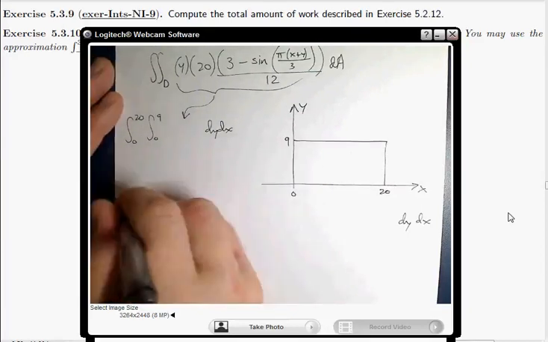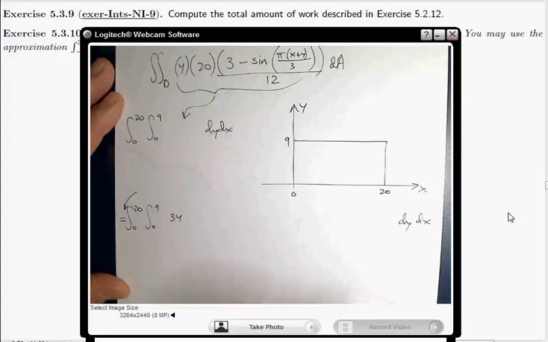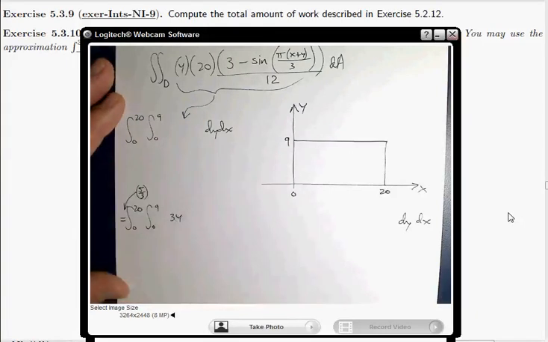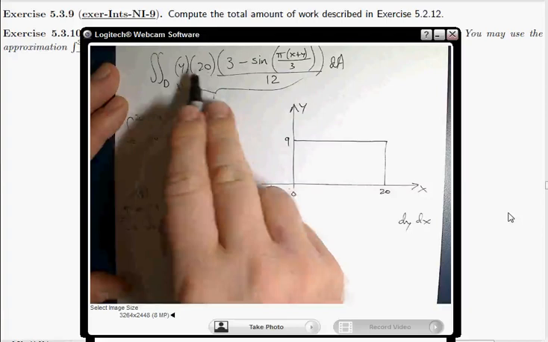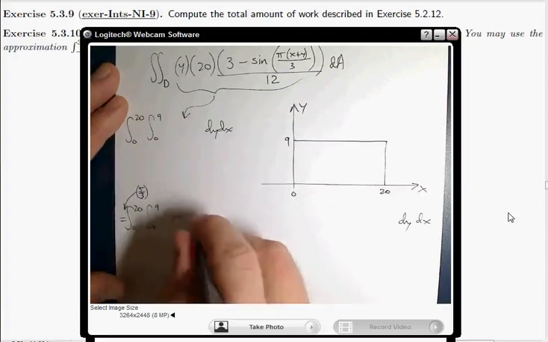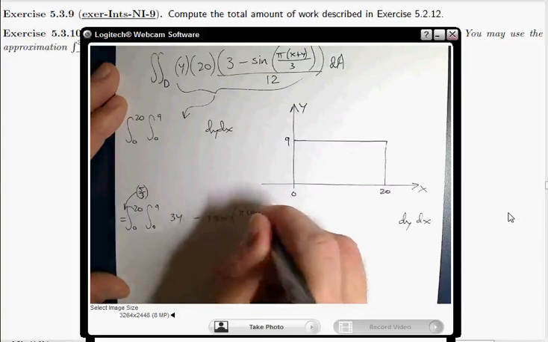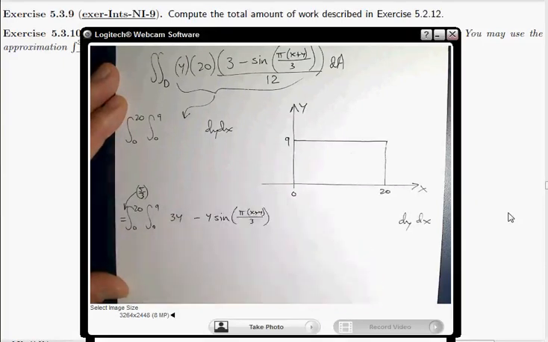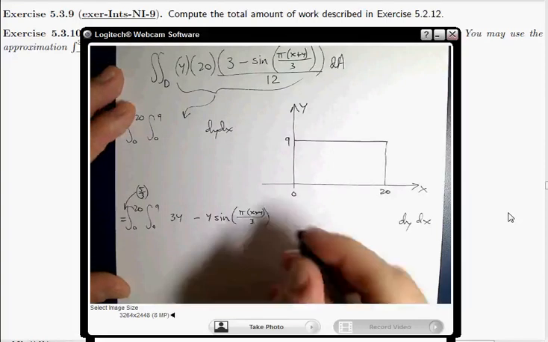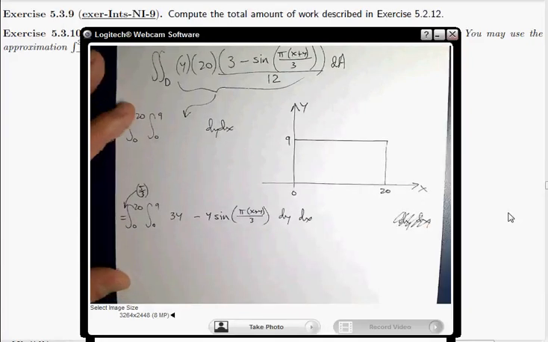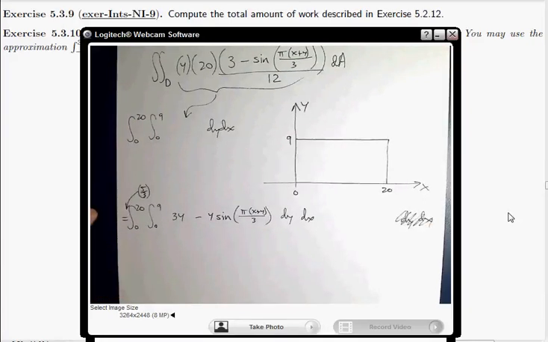I have 20 over 12, which is 10 over 6, which is 5 over 3. So what's left is 3y minus y sine of pi x plus y over 3, dy dx. I guess I didn't need that much space after all. Okay, everybody good? I forgot who asked me this question. Was it you? Okay, great.